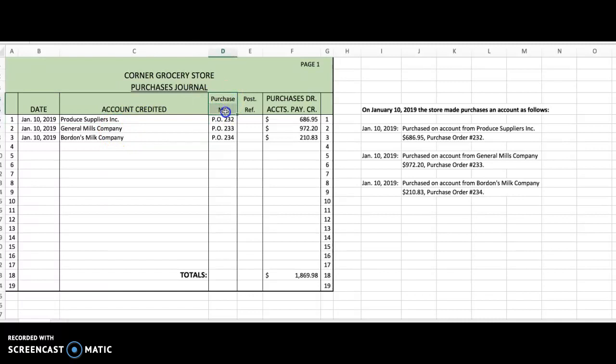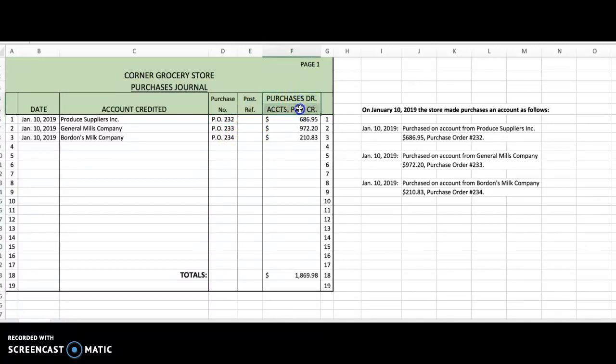Next column is the source document column. Purchase number, in this case, refers to what we call purchase orders. That's what the PO means. Purchase order, in this case, number 232. It's a written evidence that we are buying something and charging it. So that's our source document. Posting reference column we'll come back to.